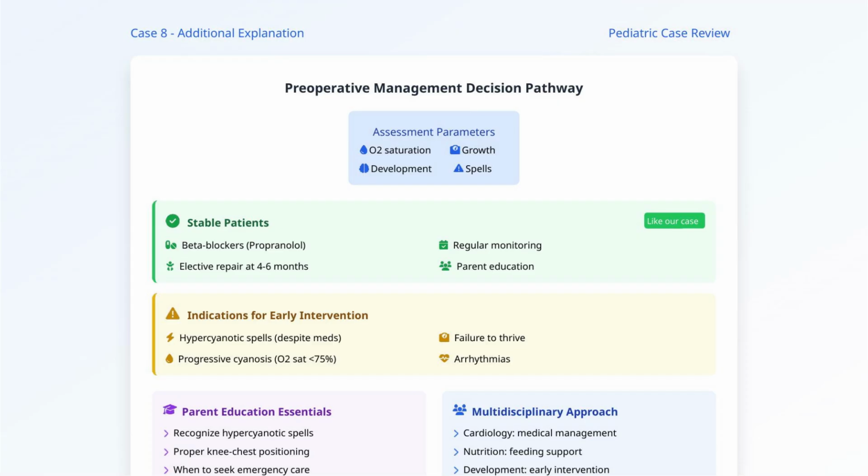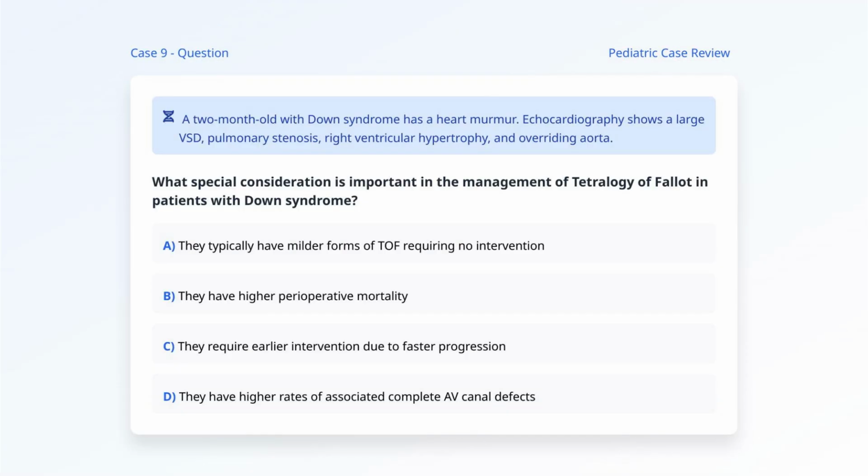to seek emergency care. For our 9th case, a 2-month-old with Down syndrome has a heart murmur. Echocardiography shows a large VSD, pulmonary stenosis, right ventricular hypertrophy, and overriding aorta. What special consideration is important in the management of Tetralogy of Fallot in patients with Down syndrome?